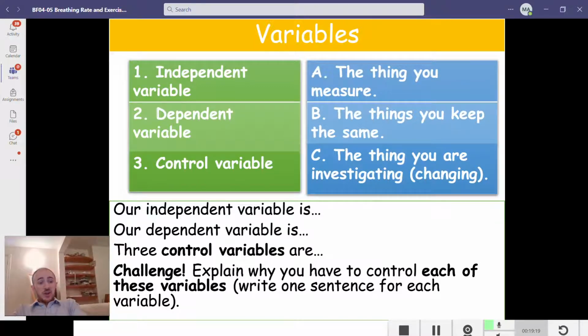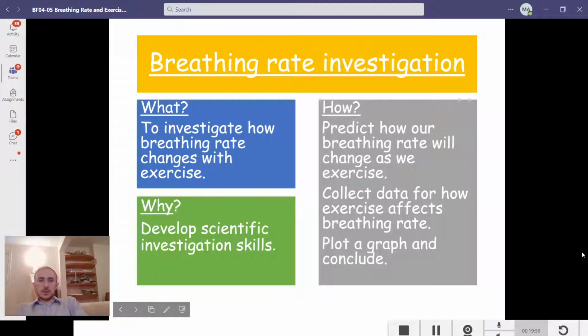Fine. Independent variable is the strenuousness of activity. Dependent variable is breathing rate. And the control variables are, there are loads. Person doing it. You could say temperature outside. You could say even time of day, so how long since they last slept. They might be tired, I don't know. You could say the time you're doing each exercise for. Right? There are probably more. Those are the 4 off the top of my head. I'm sure there are loads. Fine.